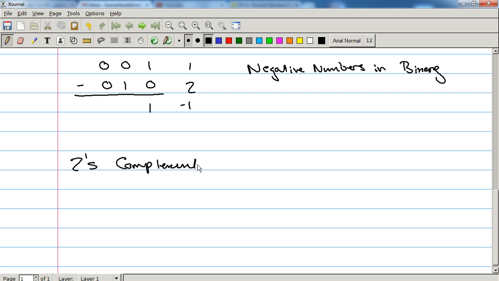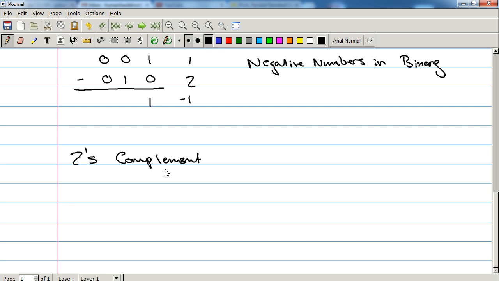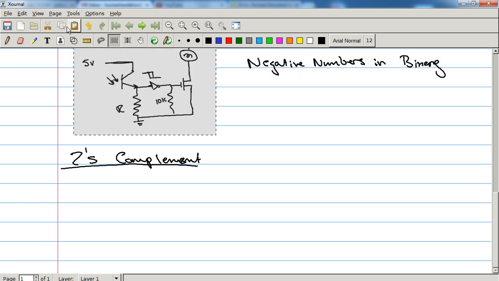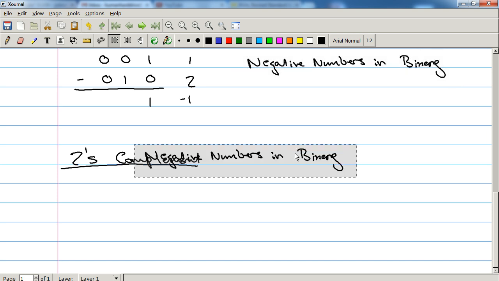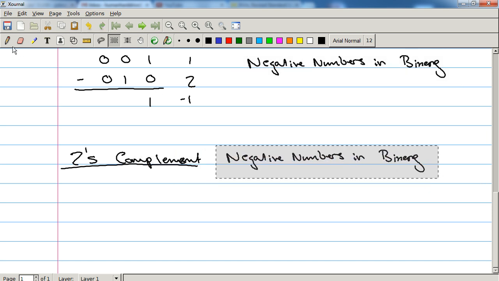complement. Note how this is spelled. This is complement, not complement. That's an E there. Complement. Because this should also be about proper spelling as well. Okay, so the 2's complement, or negative numbers in binary.